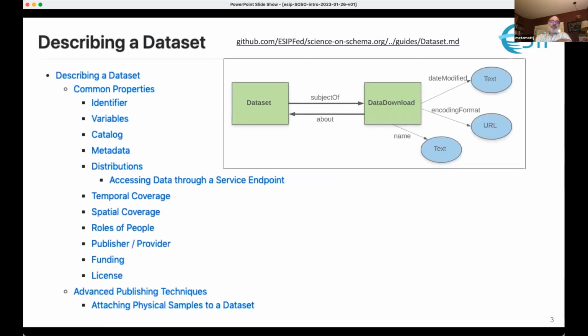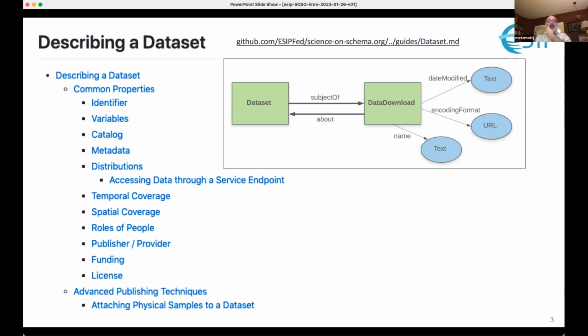So the dataset properties, we've shown this slide a lot. There are a wide variety of common properties, as well as some more advanced publishing techniques. They cover things like how to represent identifiers, variables in datasets, how to point to other metadata distributions, how to represent space and time, people, publishers and providers, funding information, and licensing information, among other things.